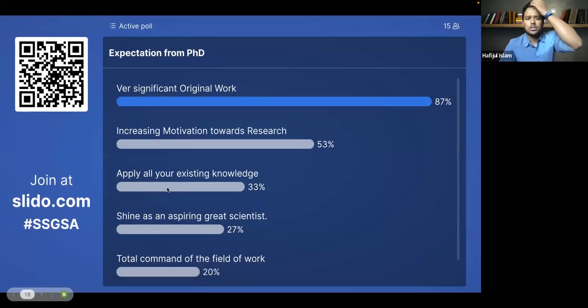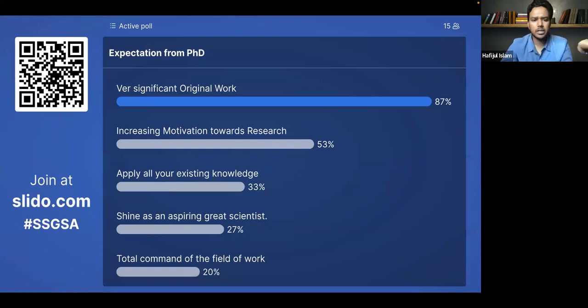Okay. So 87% of you said that they will do significant original work. 53% said that they expect increasing motivation day by day. And 33% said they will apply their existing knowledge, whatever they have, and they will be seen in their PhD life as a great scientist, and they will have a total command. So a few of you have this in your mind, but the reality is completely different in my experience.